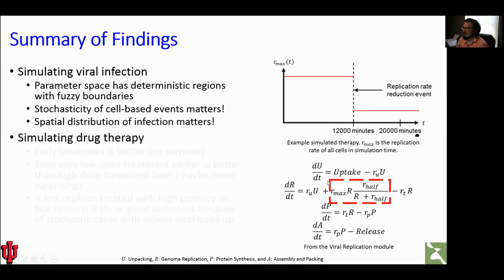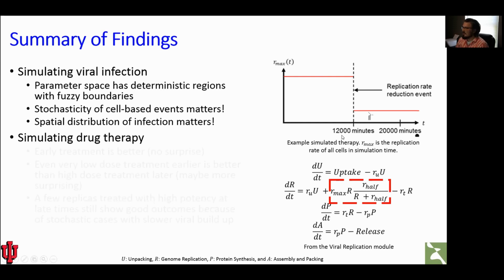Now, what we simulated was something like a drug therapy that would interfere with genomic replication during viral infection. There's a schematic of this shown to the top right. This is measuring this coefficient Rmax over simulation time. And the way that we simulated drug therapy by intervention, interfering with viral replication, was to say that at some point in simulation time, this coefficient Rmax is suddenly reduced from the baseline.